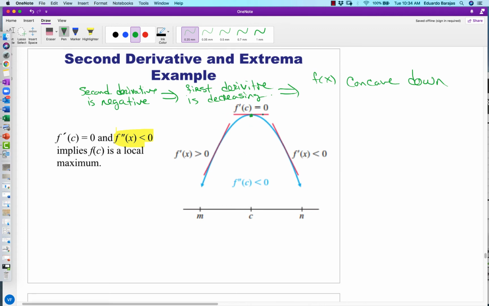Good. So at that point, we have a horizontal tangent line like this, which means the first derivative equals 0. And if we know that the first derivative evaluated at c equals 0, and we know that the second derivative is less than 0, it's negative, we can combine those two to recognize that there must be a local maximum at that point. So if we can establish both of these things to be true, then we can figure out that that point is a local maximum.